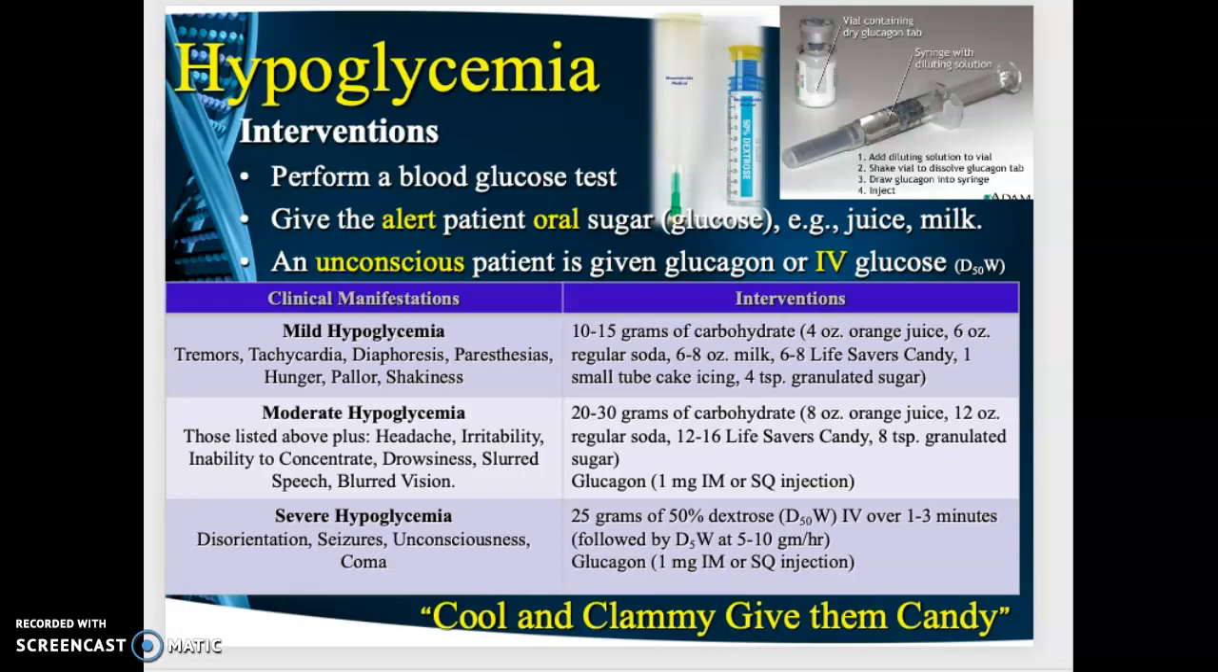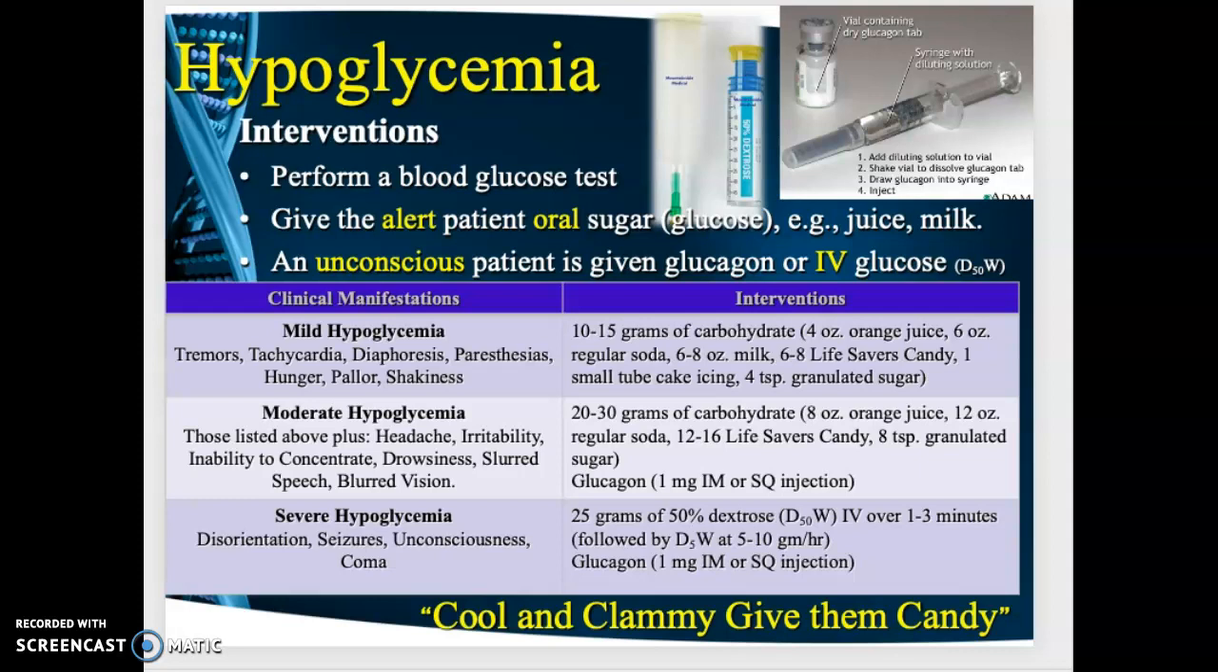And examples of that would be about 4 ounces of orange juice, 6 ounces of soda, 6 to 8 ounces of skim milk, it's usually what they give, 6 to 8 lifesavers, maybe a small tube of cake icing, or 4 teaspoons of granulated sugar.